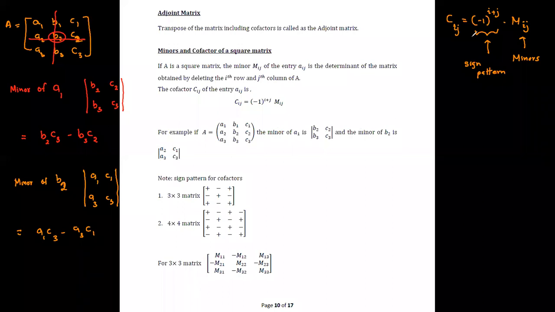Now we have to focus on the sign pattern, how to obtain this sign pattern for a given matrix. Now we can see that the sign pattern is given here. It is given for a 3 by 3 matrix and a 4 by 4 matrix. In this session, we will discuss this only for a 3 by 3 matrix. We can consider the sign pattern as plus, minus, and plus. This always starts from the plus sign.